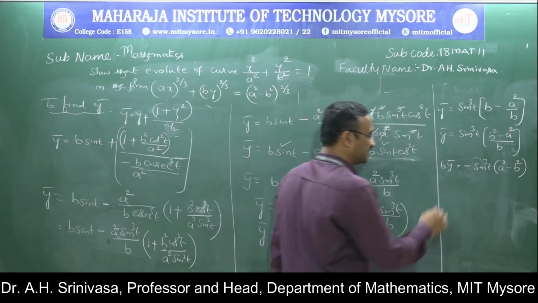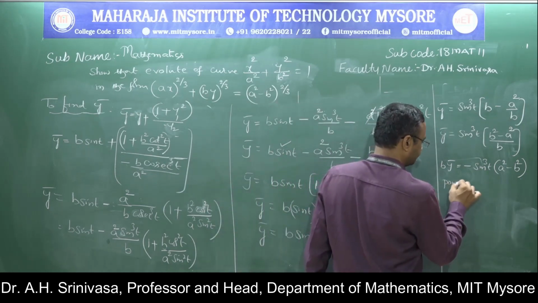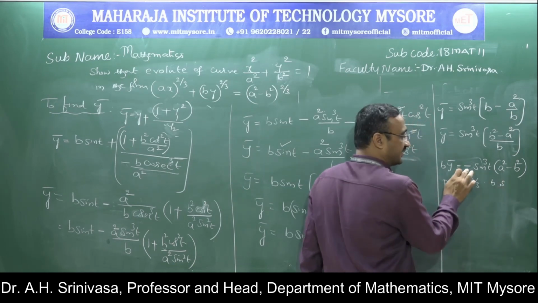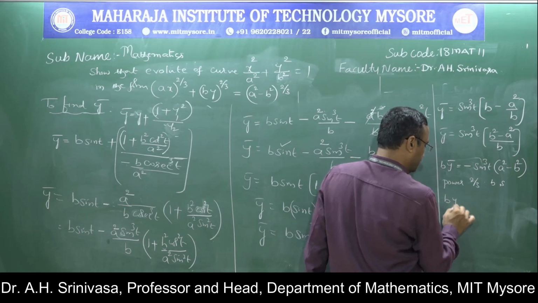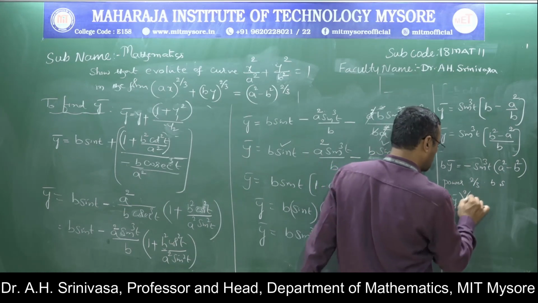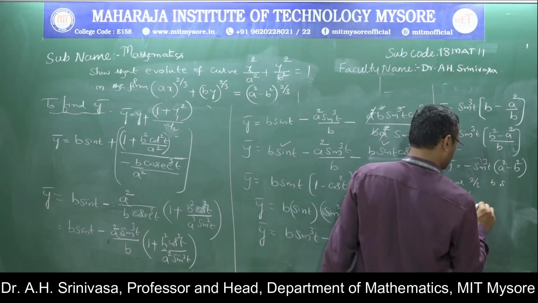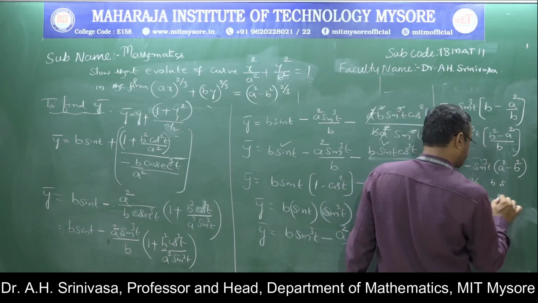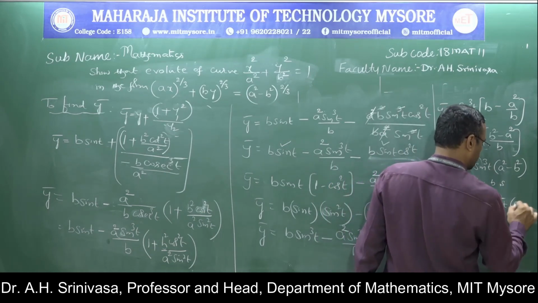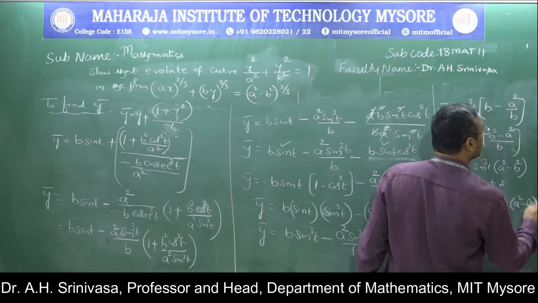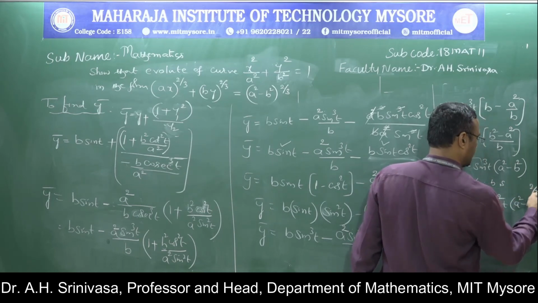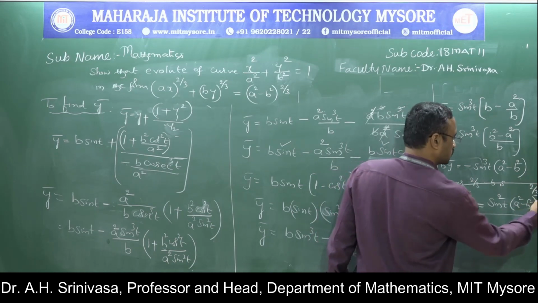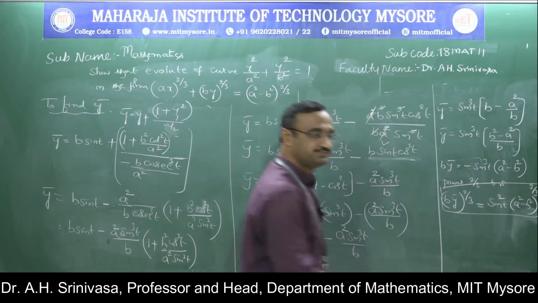Now again raise to the power 2 by 3 on both sides. The power is even, so the negatives also become positive. We get b y bar whole power 2 by 3, you have to remember this, equals sin square t into a square minus b square whole power 2 by 3. Now call this equation number 2.